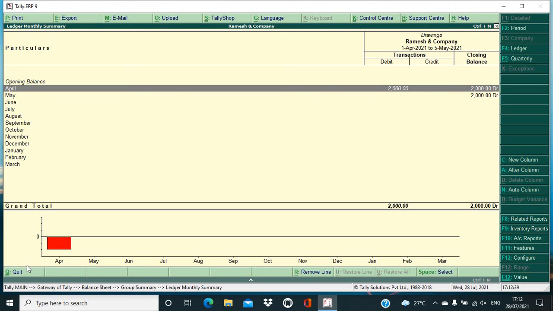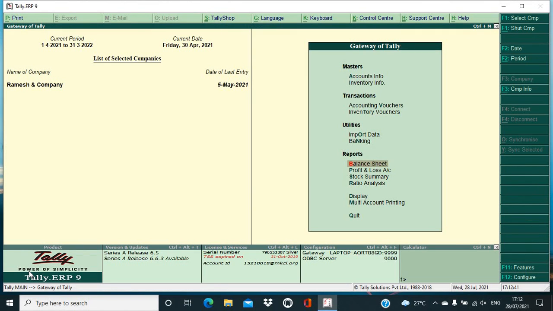All right friends, I hope this concept is clear, how you have to make the entry when you are withdrawing some amount of cash as a proprietor, and out of that some amount you are using for your business purpose and some amount you are using for your personal purpose.